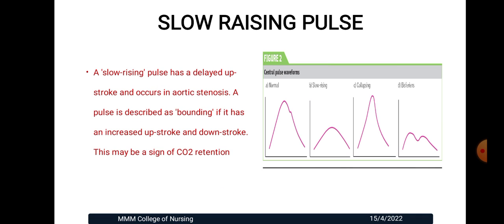Coming to slow rising pulse. In the second picture we can see the slow rising pulse. A slow rising pulse has a delayed upstroke and occurs in aortic stenosis. A pulse is described as bounding if it has increased upstroke and downstroke. This may be a sign of CO2 retention.